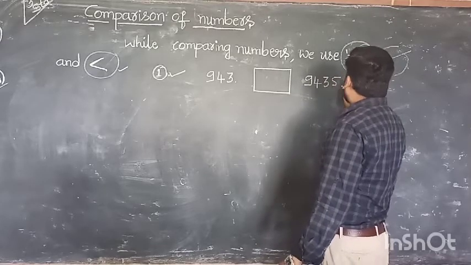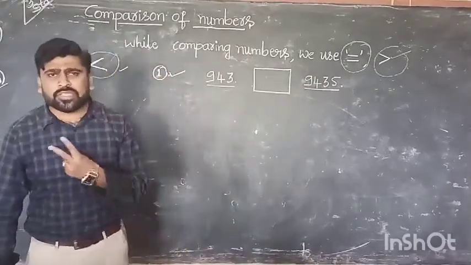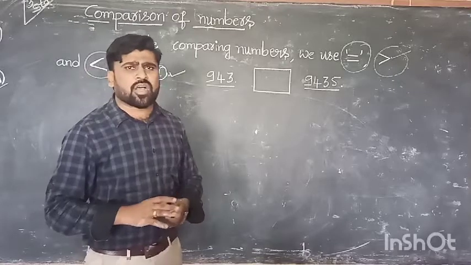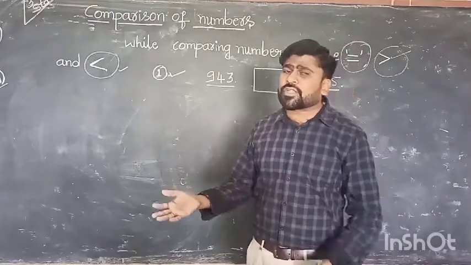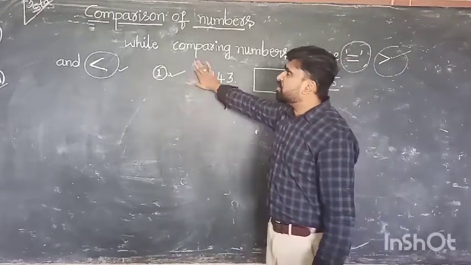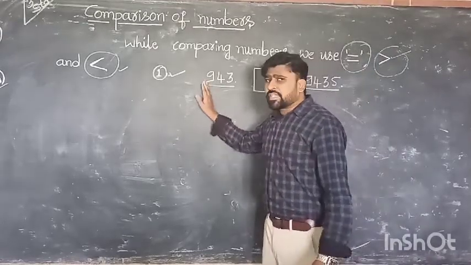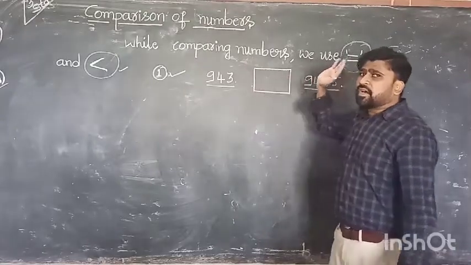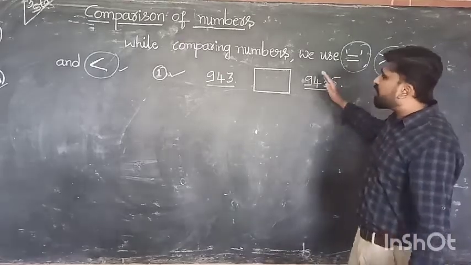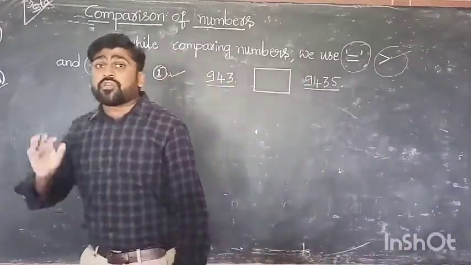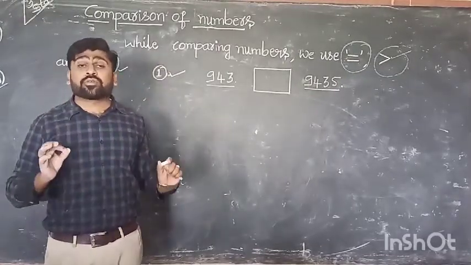9435. These are the two numbers. One digit number and two digit number you can easily understand. You already know it from the first and second standard. Clear? Regarding 3-digit numbers and 4-digit numbers, we are going to discuss in this chapter, comparison of numbers. Clear? Here the first number is 943. Here the second number is 9435. Regarding these two numbers, which is the big number and which is the small number, you have to identify.